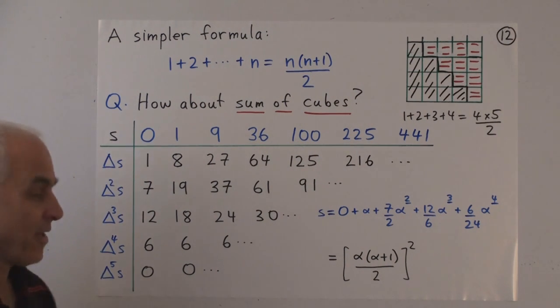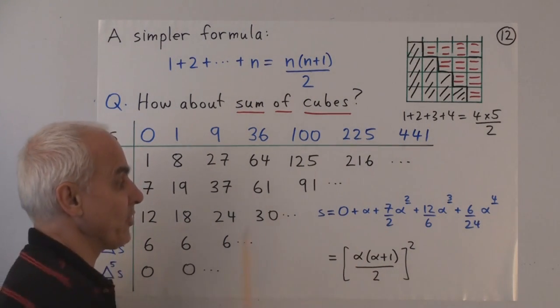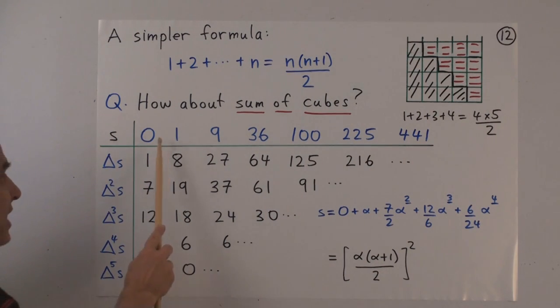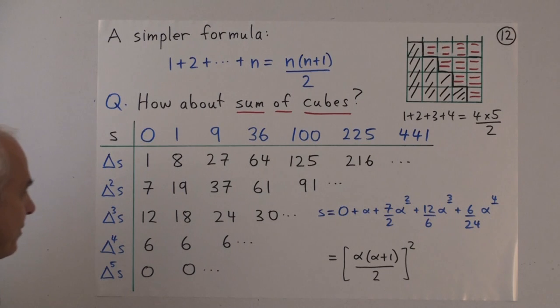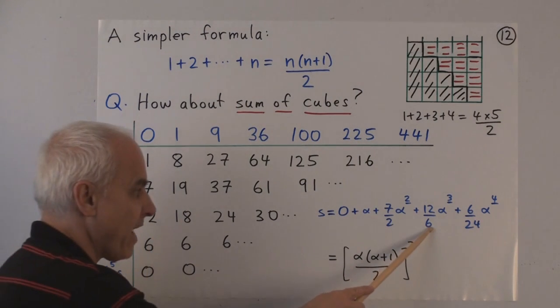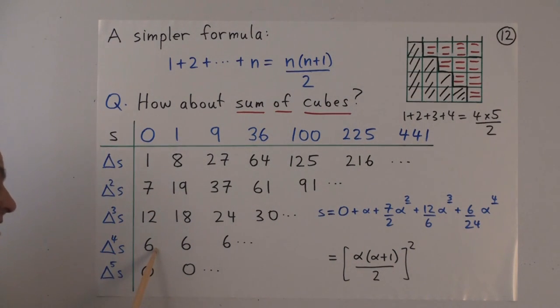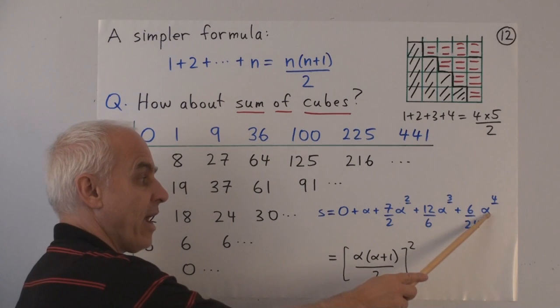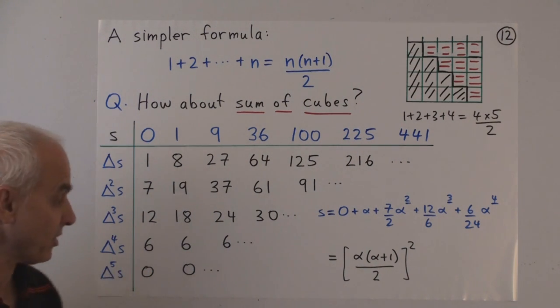power. The corresponding formula of Newton tells us that to calculate the original sequence then, we should write it as 0 times the sequence 1, 1 times alpha, 7 over 2 factorial times alpha to the 2 lowering, plus 12 over 3 factorial times alpha to the 3 lowering, and now plus 6 over 24 times alpha to the 4 lowering. And there are no additional terms because all the next forward differences evaluated at 0 are 0.